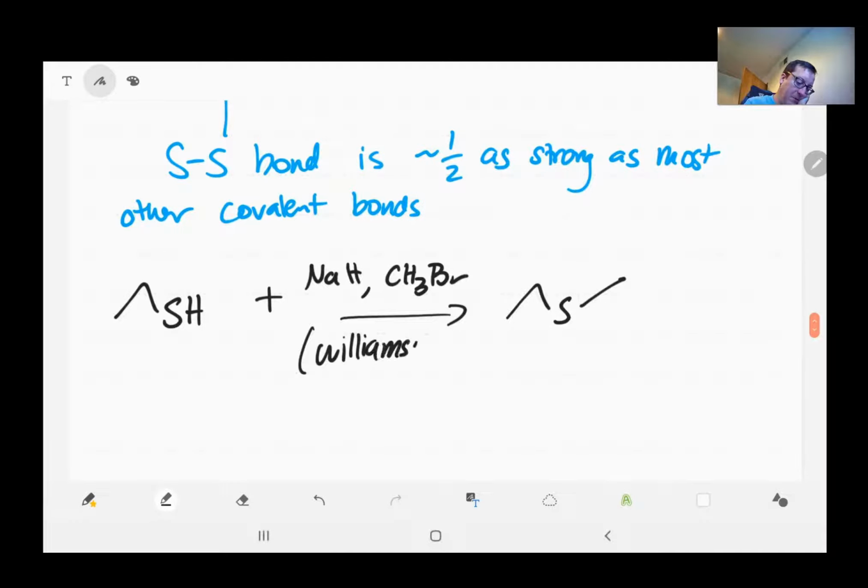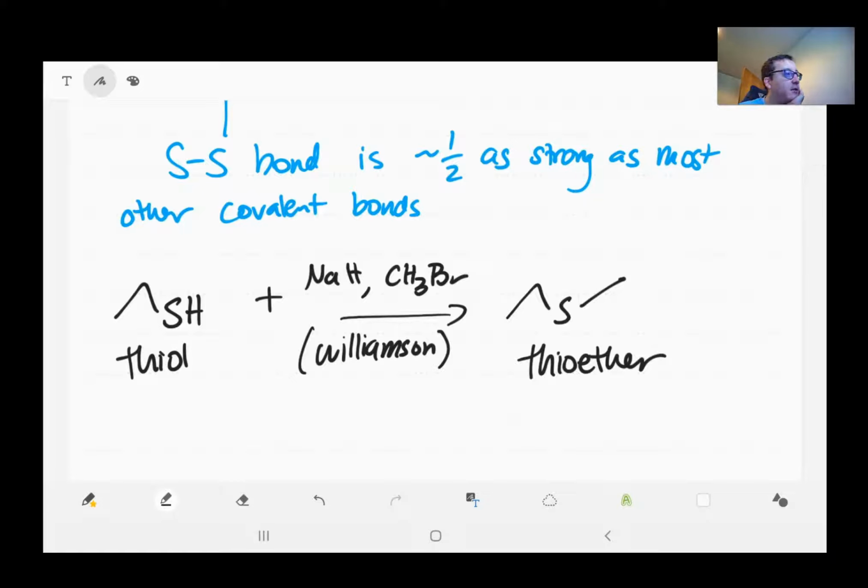Remember with Williamson we did an alcohol and an alkyl halide with a base, and we got the ether out. We can do the same thing with a thiol. This is called a thioether. So a thiol, just like an alcohol, can turn into an ether with an alkyl halide.